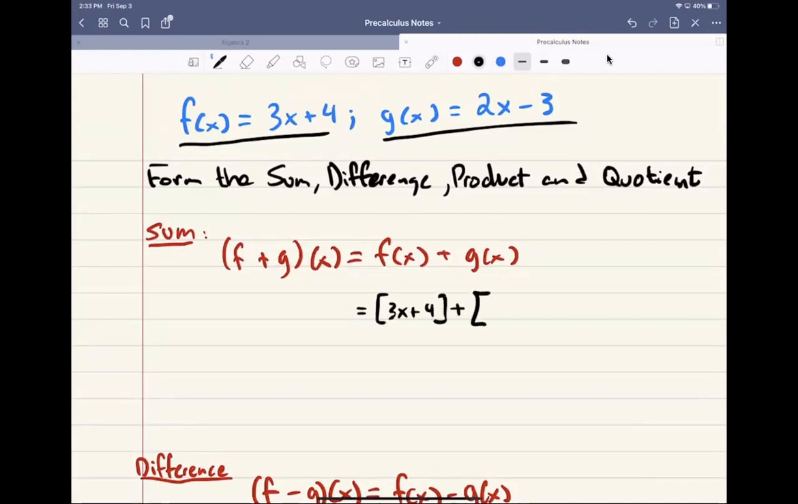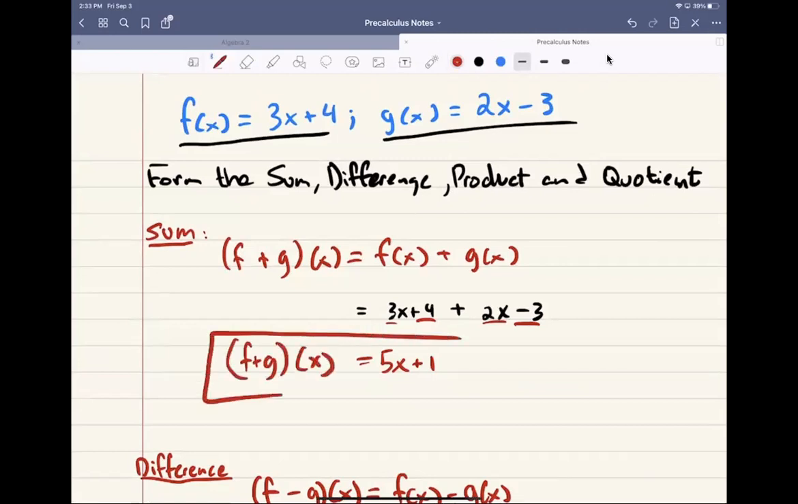Plus our g of x. What's our g of x? 2x minus 3. So you're going to have 2x minus 3. I put the parentheses at first, but then you can remove them because it's not really going to affect our problem. And now what we got to do is combine like terms. What's 3x plus 2x? That's going to give us 5x, right? And then 4 minus 3 is going to give us positive 1. So we get that f plus g of x is actually equal to 5x plus 1. Okay, that's our sum of the two functions.